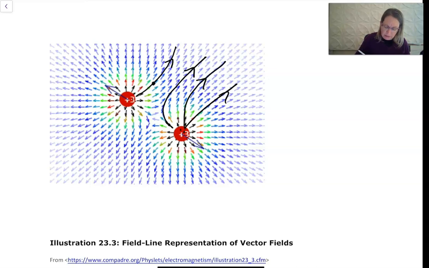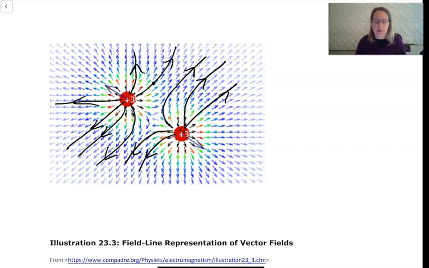And I'll give you an example of that in just a minute. But here's where we go. These are electric field lines like this, and so forth. Okay, so those are our electric field lines for this.